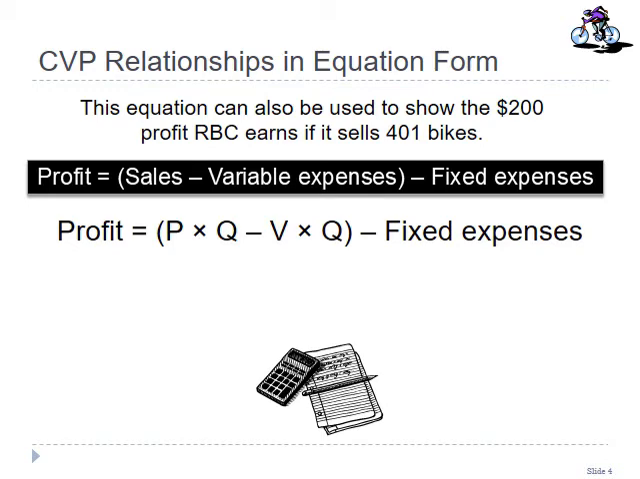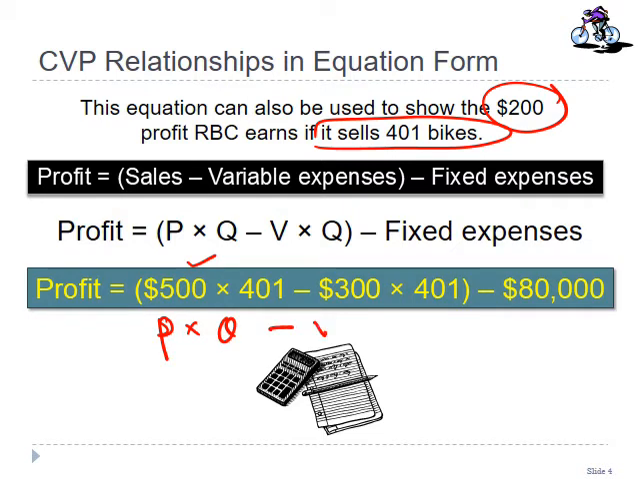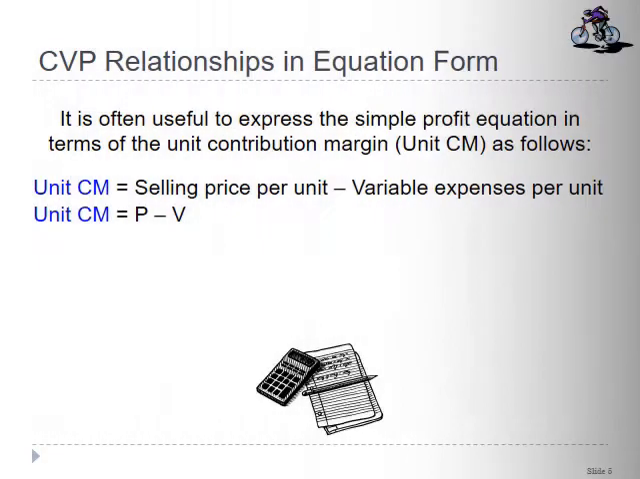So this equation can also be used to show that 200 profit is what RBC earns if it sells 401 bikes. So here it is. You can just put the values here. We know that 500 is basically the sale price, the price multiplied by the quantity, minus variable cost per unit multiplied by the quantity, and we have fixed cost, right? So the answer would be 200.